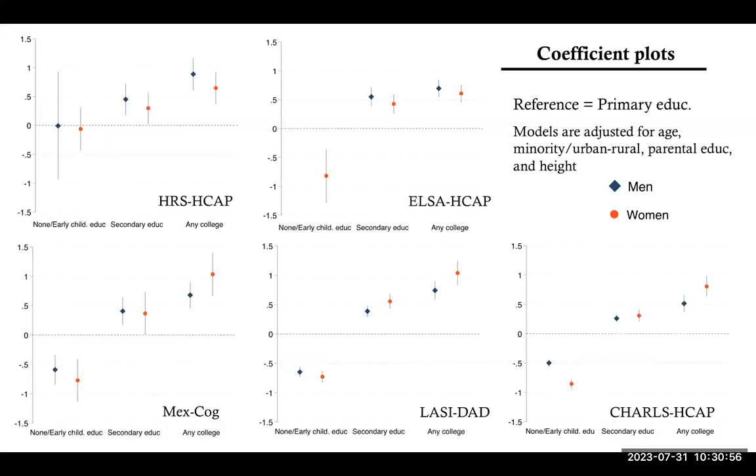In HRS HCAP and ELSA HCAP, the estimates for none or early childhood education are essentially meaningless because the sample size is so small. And we see a distinction between secondary education and any college. Any college looks like it's providing slightly stronger positive effects for men, even though it's not statistically significant. When we look at these middle income countries, we see a really big jump between having none or early childhood education, and a lot of this really was no formal education in these three countries, and primary education, which is the null. So I think this slide highlights the importance of early childhood education in middle income countries, and especially so for women in CHARLS HCAP, for example.